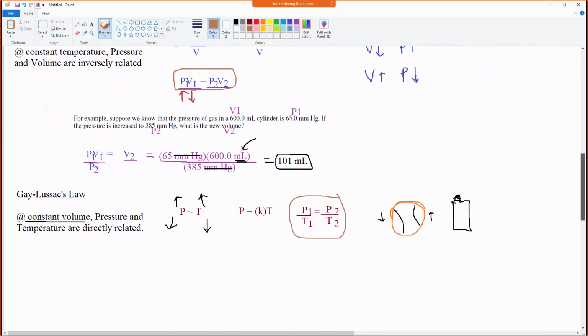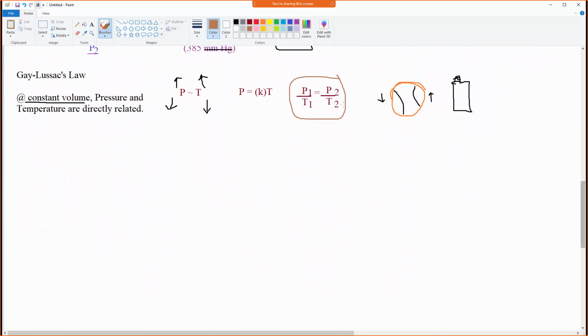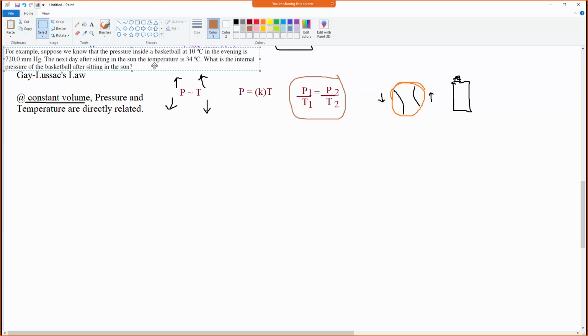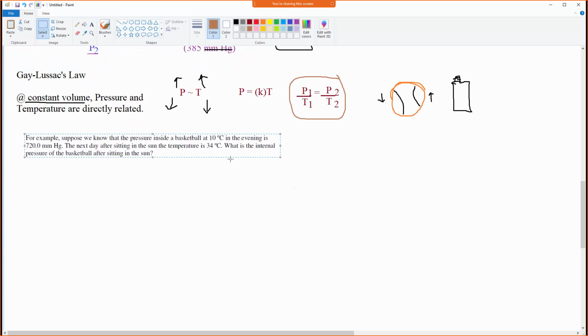Excellent. Okay. So this is just another algebra equation with 4 variables. So if I give you 3 variables and ask you to solve for one, then we can do that. All right. So this is from your lecture notes. We've got a pressure inside of a basketball at 10 degrees Celsius in the evening of 720 millimeters of mercury. The next day after sitting in the sun, the temperature is 34 degrees Celsius. Now we want to know what's the internal pressure of the basketball after sitting in the sun.